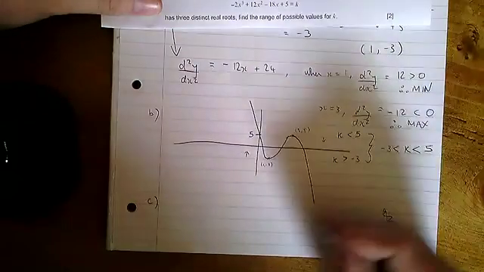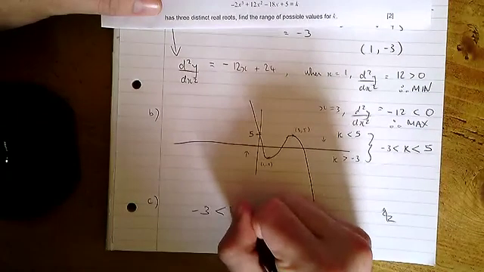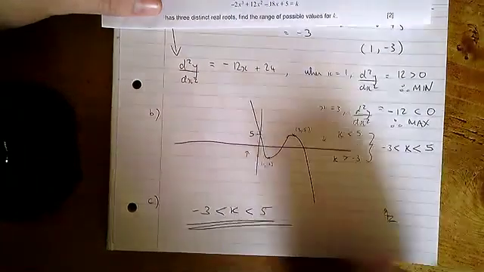Okay, and that is the paper done. So I'll just write minus 3 is less than k is less than 5 for my final answer.